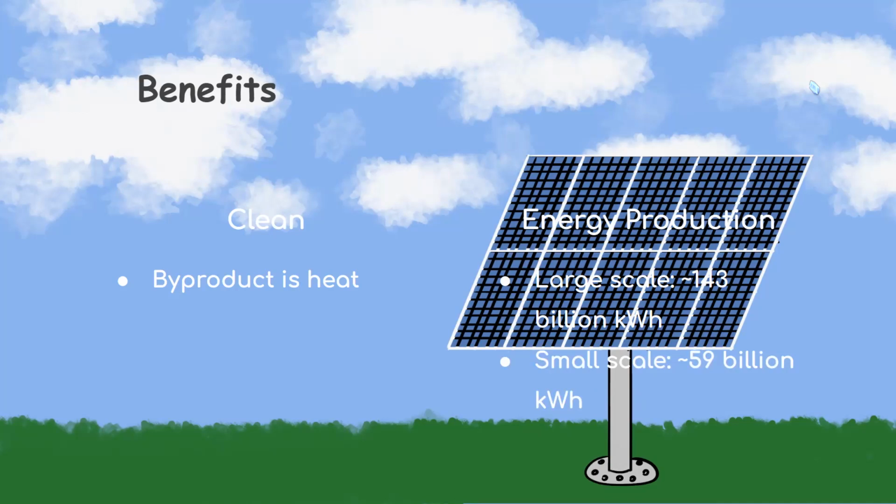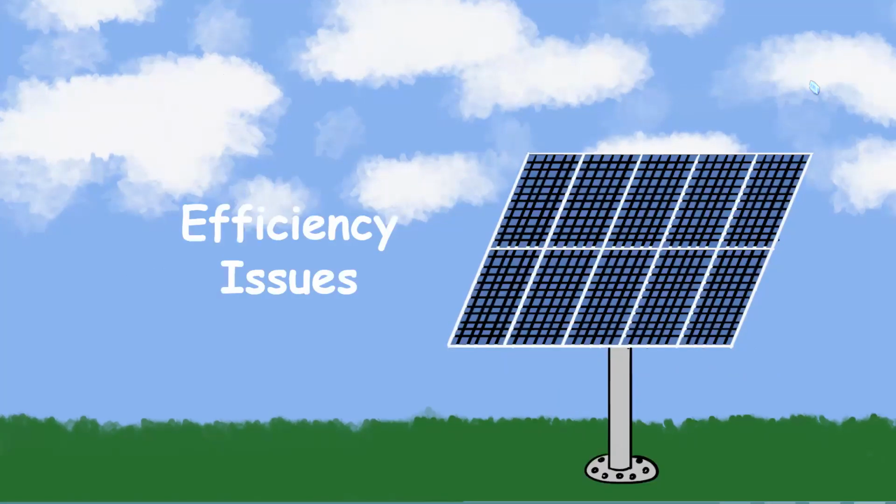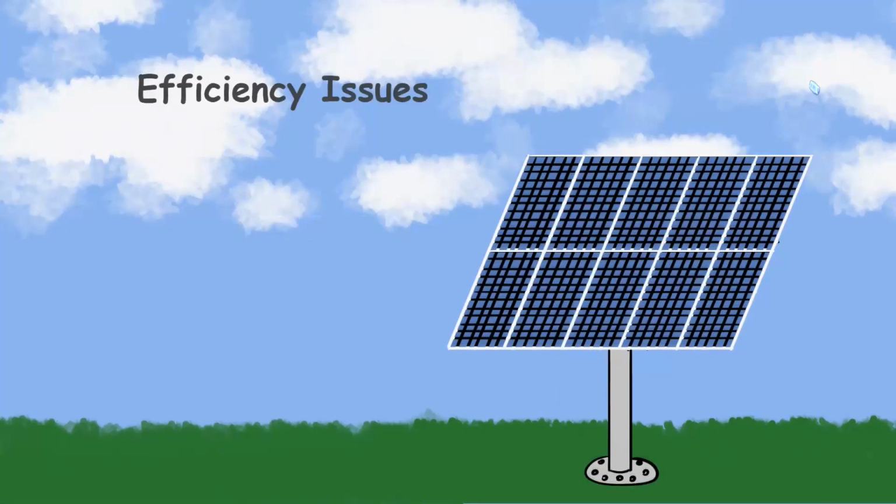However, not everything is smooth sailing. Efficiency issues. The efficiency of a form of energy is how much energy is used to convert to electrical energy versus the amount of electrical energy that is generated. It is the percentage of input energy that the output energy comprises.